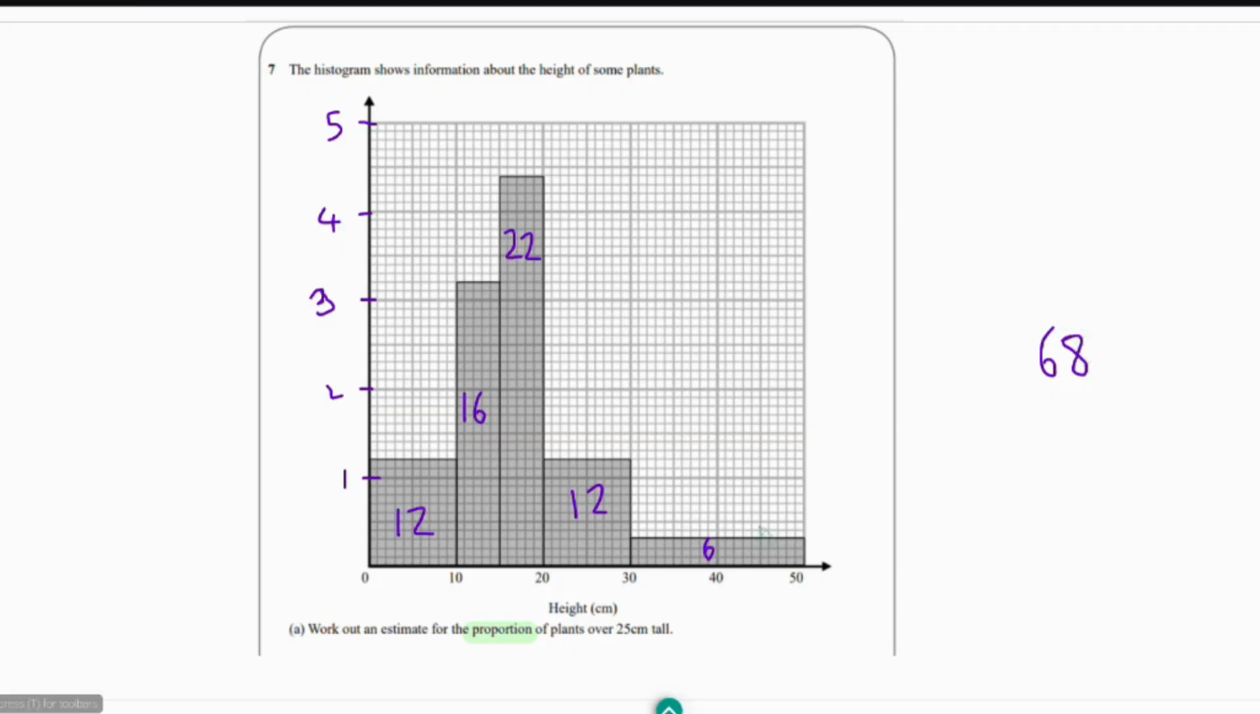68 plants. How many are over 25 centimetres? So over 25 is from here all the way to here. We've got half of this bar and all of this bar. So 6 add 6 is 12. So the proportion is 12 over 68, which if our answers were simplified would be 3/17. Either of those answers are fine.